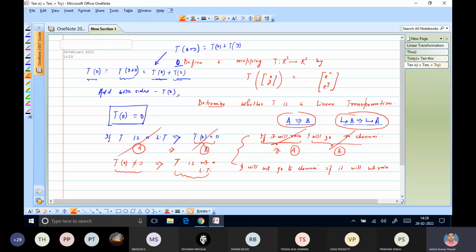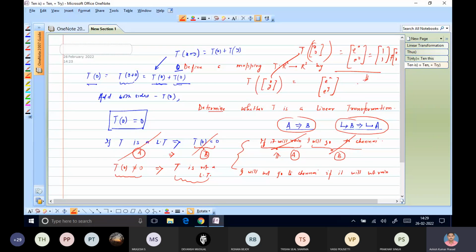Now you can see, if I substitute x equals 0 and y equals 0, this is the 0 element. It is nothing but e to the power 0, e to the power 0, which is 1, 1, which is not equal to 0, 0, and hence T is not a linear transformation. This way we can construct it. Is there any problem in this?